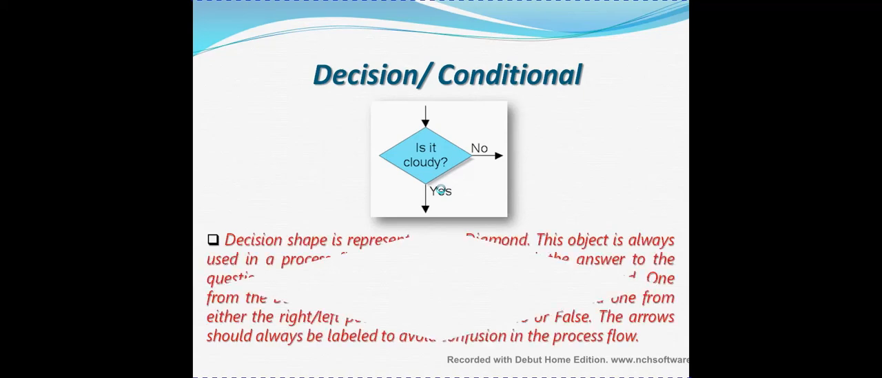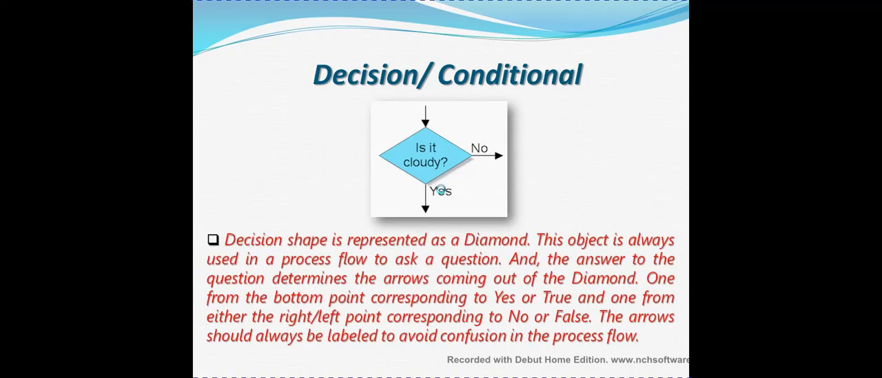Now next is our decisional conditional box, and it is like a diamond shape. The decision shape is represented as a diamond. This object is always used in a process flow to ask a question, and the answer to the question determines the arrows coming out of the diamond. One from the bottom point corresponding to yes or true, and one from either the right or left point corresponding to no or false. The arrows should always be labeled to avoid confusion in the process flow.